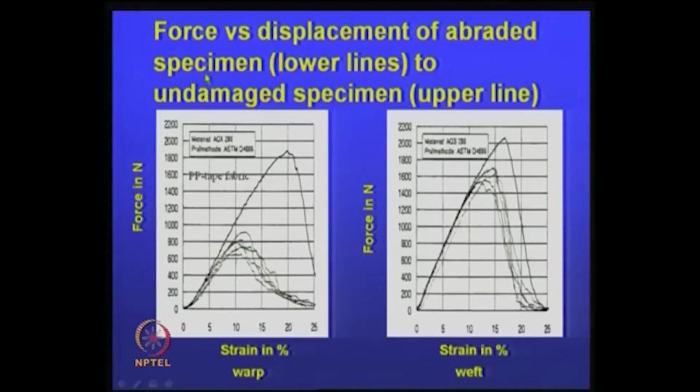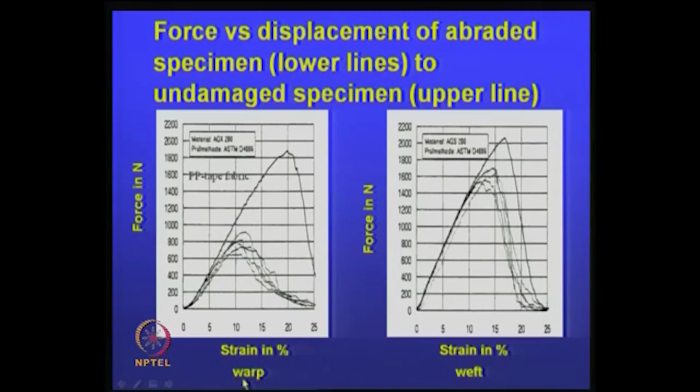So they also get the force versus displacement of an abraded specimen compared to an undamaged specimen, like this is the undamaged one, and these are all damaged ones. So they try to measure. Depending on the type of material, you can find out its properties also, like what is its tensile strength.